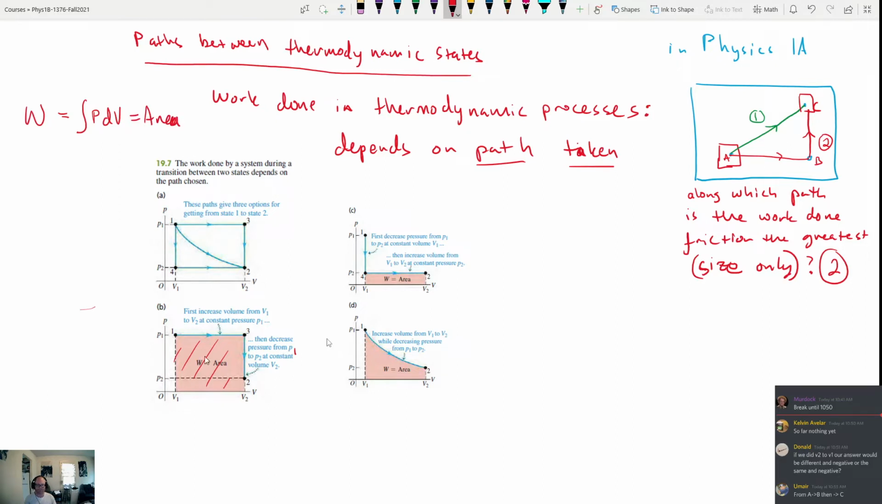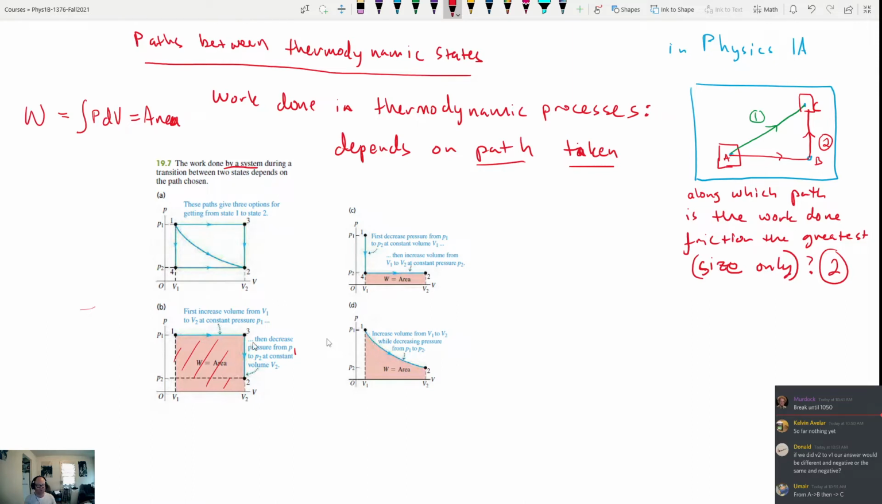The area. So we can see that if we first increase the volume from V1 to V2 at constant pressure, and then we decrease the pressure once we've gotten to that larger volume down to pressure 2, now the work that's done by the system is going to be this total area right here. Quite a bit of work, right?